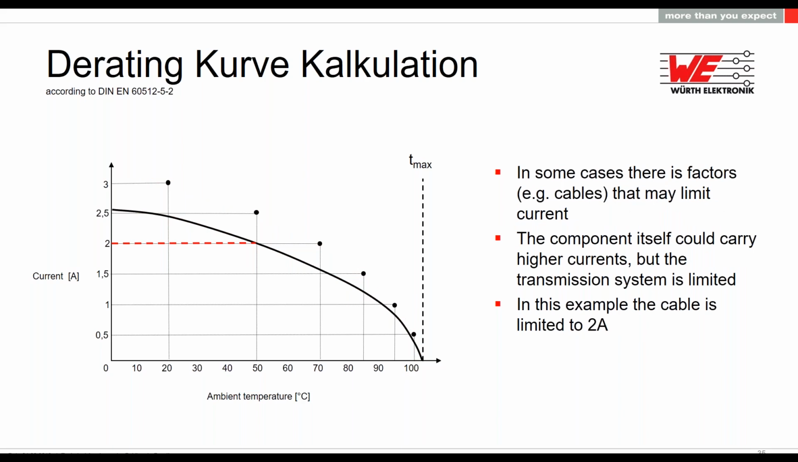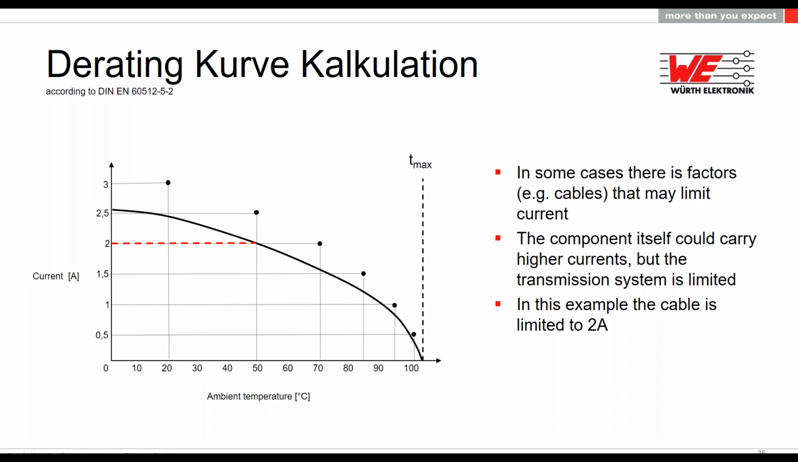The mini module connector has quite big pins. They can carry a lot more current than the cable itself can carry. So the cable is limited to 2 amps. But as we specify the connector to be used with that cable, we have to adapt the derating curve for this connector to say, oh, this is limited to 2 amps because otherwise we have the risk to overload the cable.